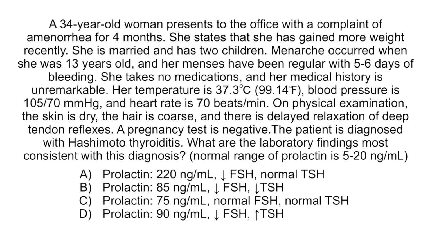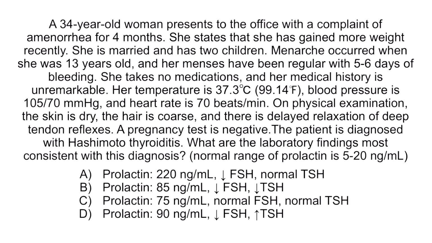All right, let's finish up with a final question. A 34-year-old woman presents to the office with a complaint of amenorrhea for 4 months. She states that she has gained more weight recently. She is married and has 2 children. Menarche occurred when she was 13 years old, and her menses have been regular with 5 to 6 days of bleeding. She takes no medications, and her medical history is unremarkable.